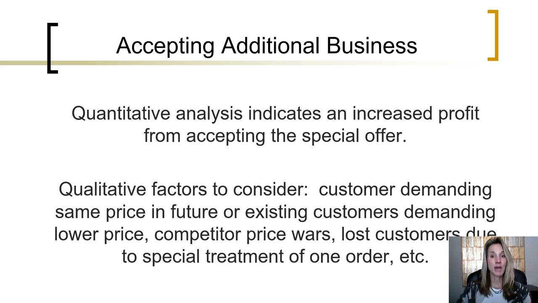Even though in the short run, that one-time special order will bring in additional profit, they may want to not consider accepting it if the concerns about some of these qualitative factors are significant. So when a company is trying to accept a special order from a customer or not, they need to not only look at quantitative, what are the additional revenues and additional costs associated with just that order, but they also need to look at the qualitative factors as well.